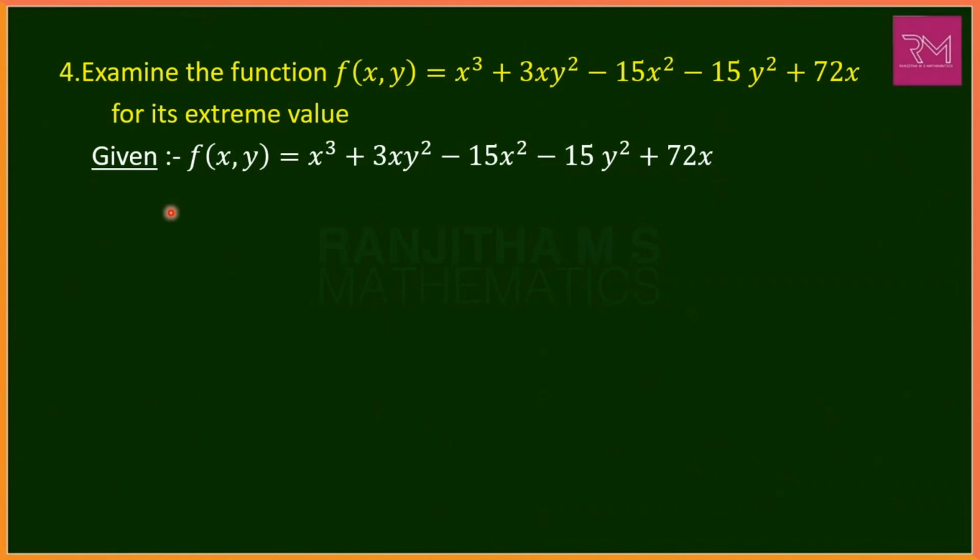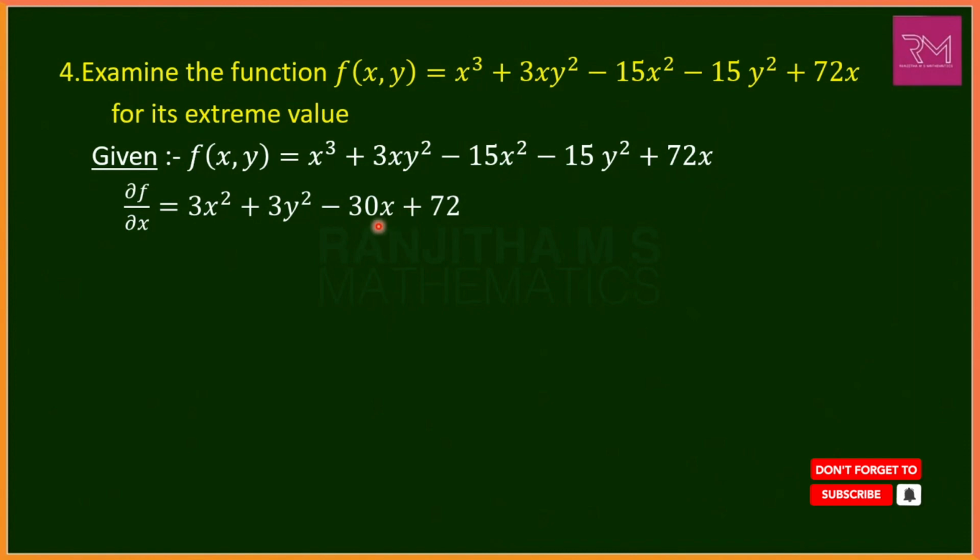You have to find del f by del x and del f by del y. Here, del f by del x is, here we have to differentiate this term partially with respect to x, that is differentiation of x cube is 3x square plus, here 3 into y square is constant, take as it is, into differentiation of x is 1. Hence, we get plus 3y square minus 15 into differentiation of x square is 2x. Hence, we get 15 into 2 is 30x.